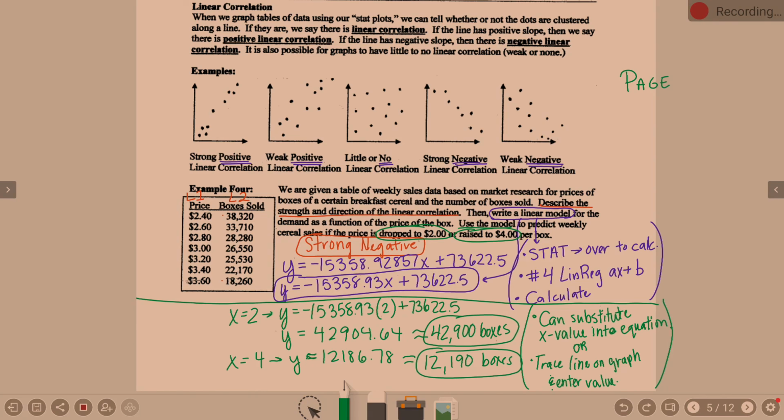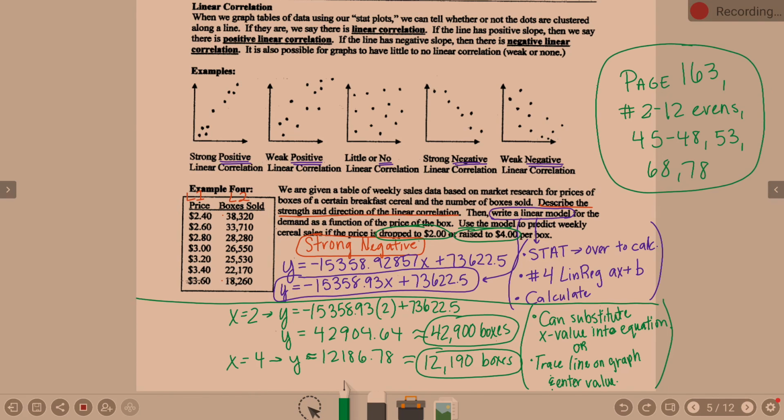What page number is it? 163? 2 through 12 evens. 45 to 48. 53, 68, and 78. And again, I already gave you the warning, 78 is like 10, 12 parts, something crazy. I'll be honest, but it's all practicing average rate of change. You have a little bit of work time.